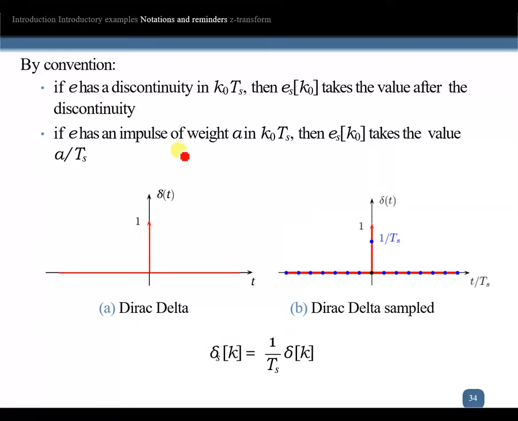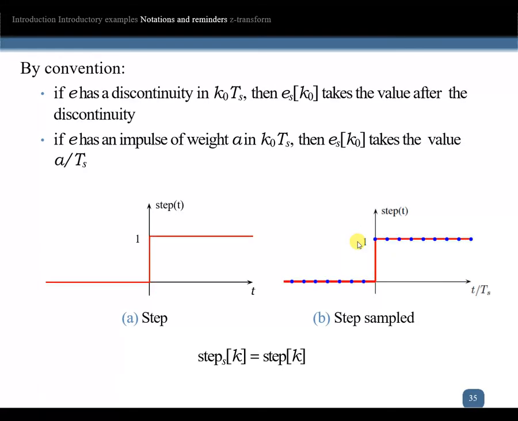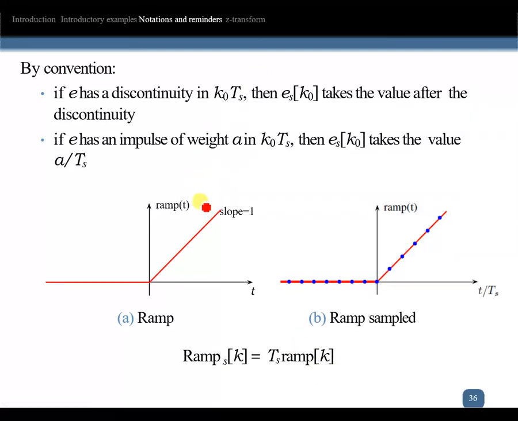How can I use this? By conventional rules, the Dirac delta has a value of 1. In discrete time, the Dirac k has a value, when sampled, of 1 divided by Ts times Dirac k. For the step, the sampled step becomes step k. And for the ramp, the sampled ramp becomes Ts ramp k.